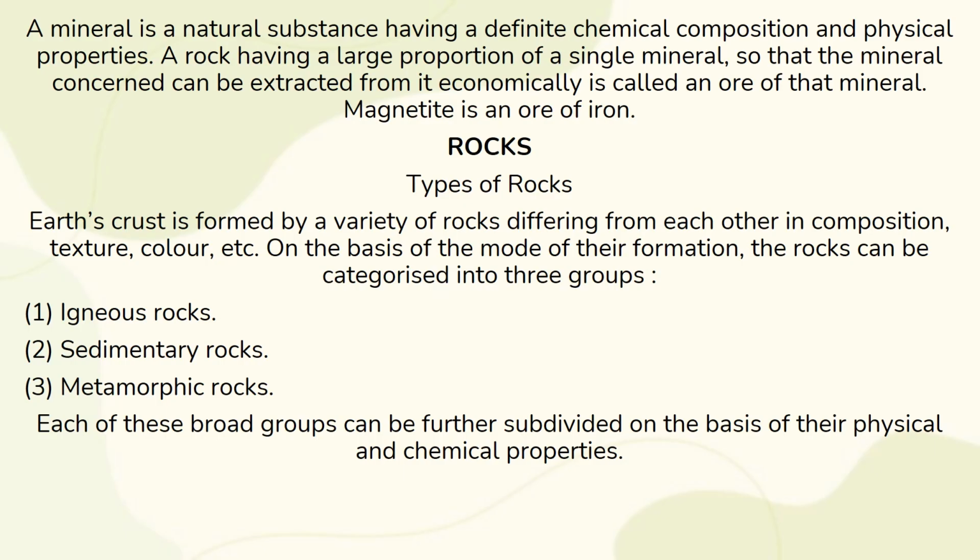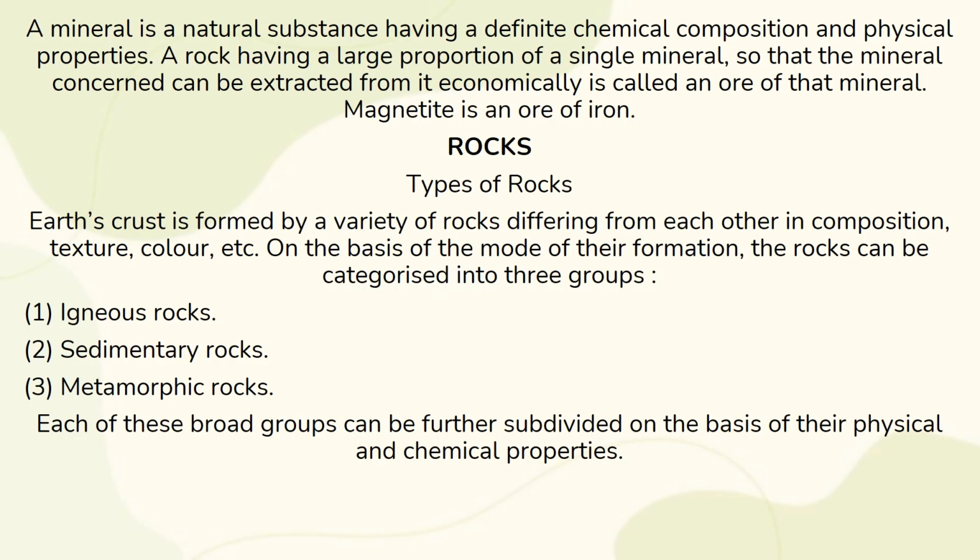Rocks, types of rocks. Earth's crust is formed by a variety of rocks differing from each other in composition, texture, color, etc. On the basis of the mode of their formation, the rocks can be categorized into three groups: 1. Igneous rocks, 2. Sedimentary rocks, 3. Metamorphic rocks. Each of these broad groups can be further subdivided on the basis of their physical and chemical properties.